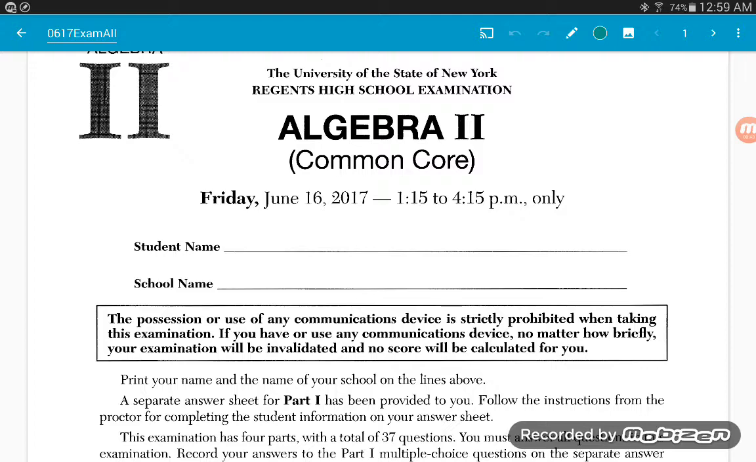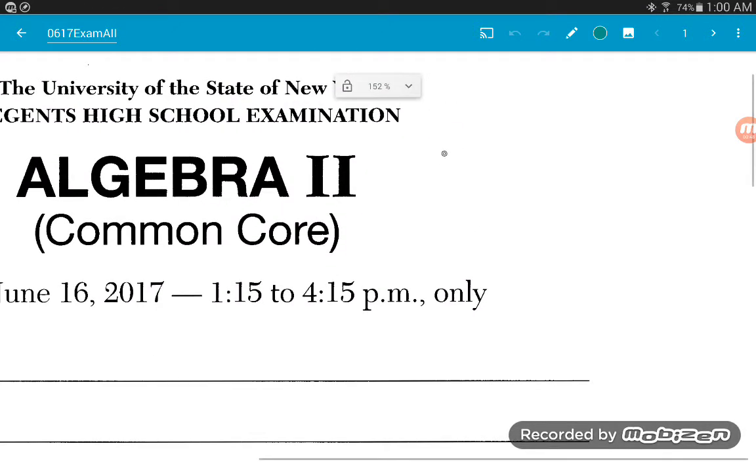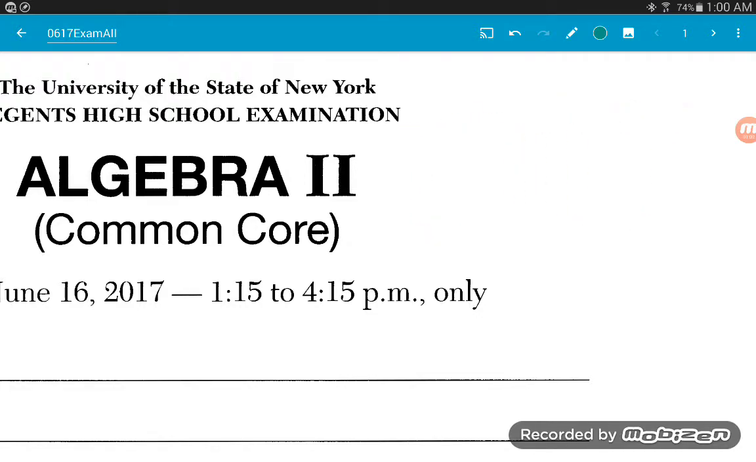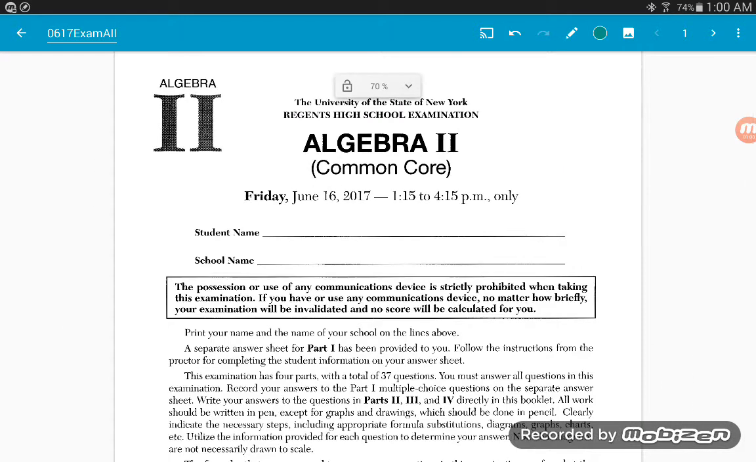So first off, I get all of my Regents at this website, jmap.org. You can click on Regents exams on the left-hand side, and then you can choose any of them. I'll show you what that looks like in the future if you have any trouble with it, but that's jmap.org. All right, so let's get started with this Regents. Algebra 2, Common Core, June 2017.